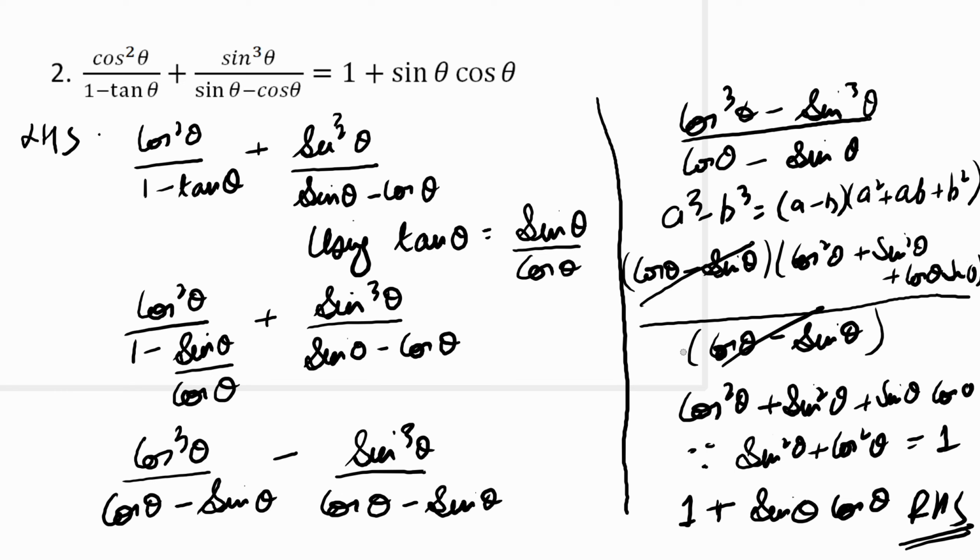Now this is the right hand side, we have to prove this, and this is proved. We have used the value of tan over here, sin theta upon cos theta, and then we used the formula a cube minus b cube, and then we used the identity sin square theta plus cos square theta equals 1. Okay, now moving on to the next one.